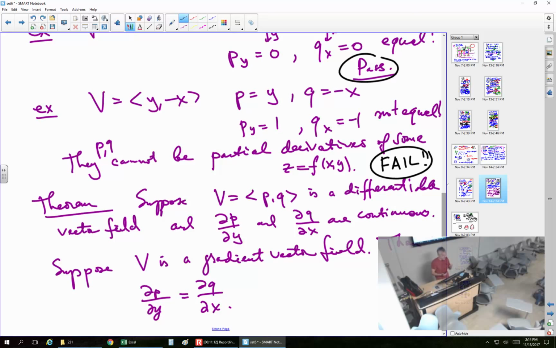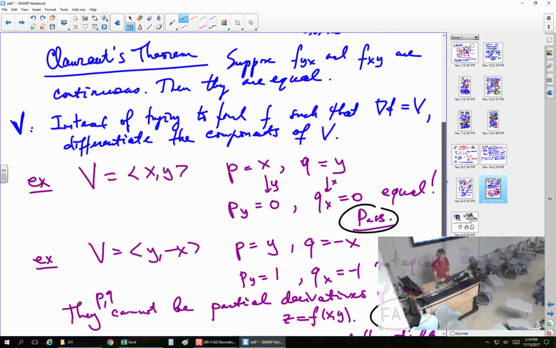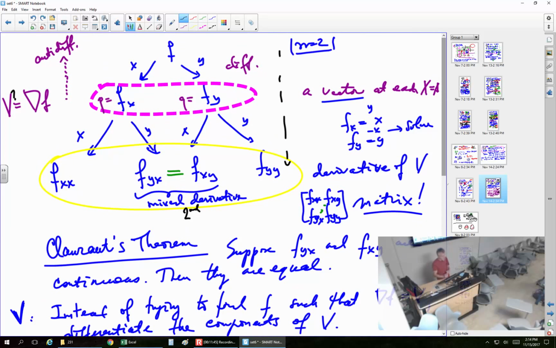So take a general vector field, in dimension 2 specifically, where the components P and Q are assumed to be continuous, with continuous partial derivatives. Then Clairaut's theorem applies, and under the assumption that V is a gradient vector field, this condition has to be satisfied. That is literally the condition of Clairaut's theorem. So in this diagram, these are P and Q in the middle, and then we are going down.